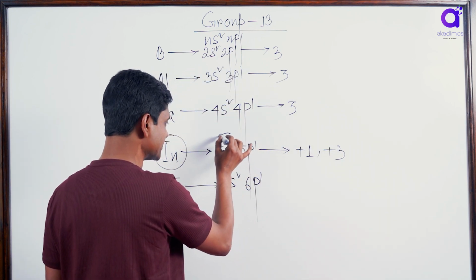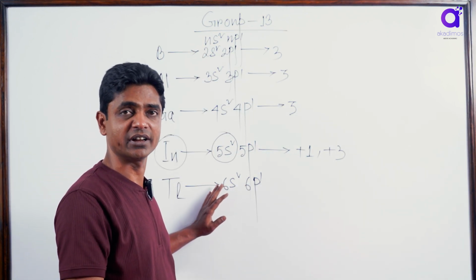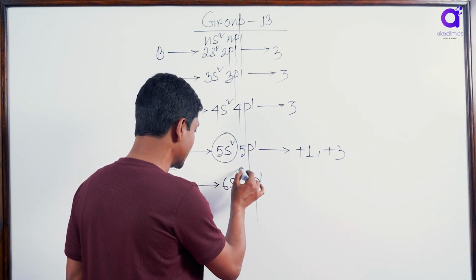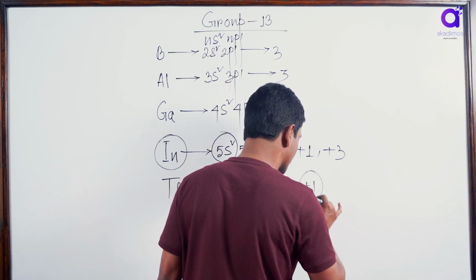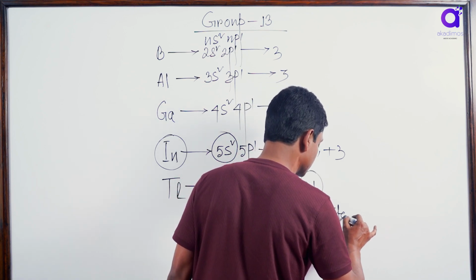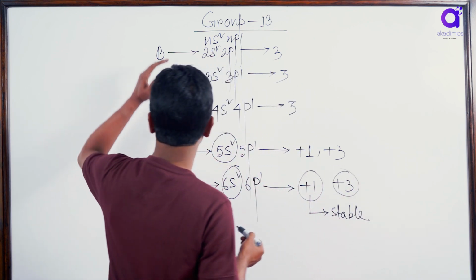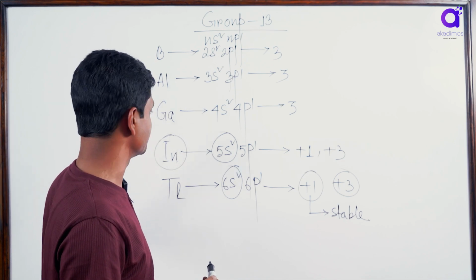This +1 oxidation state is due to the inert pair effect. Down the group, the s electron becomes highly inert, due to the very high penetration effect of s. And thallium, remember, +1 is the stable oxidation state; +3 is unstable. All chlorides are trihalides: BCl3, AlCl3, GaCl3.